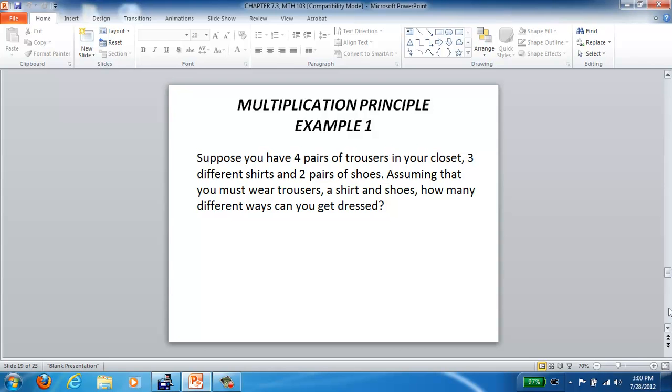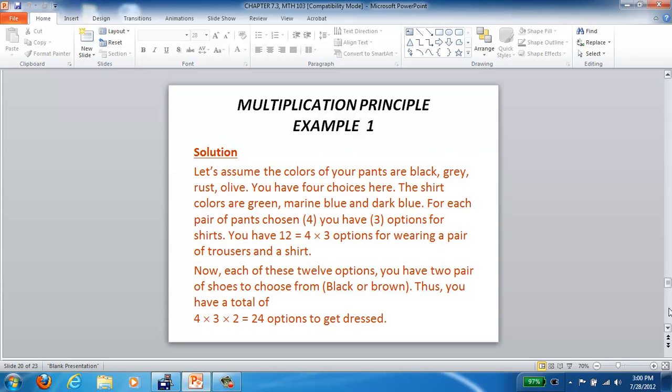Multiplication principle. Let's go to see this example. Assume that you have 4 pairs of trousers, 3 different shirts and 2 pairs of shoes. Assuming that you must wear trousers, a shirt and shoes, how many different ways can you get dressed? So first of all, let me give you some colors for your trousers, black, gray and so on. So you have actually 4 choices.